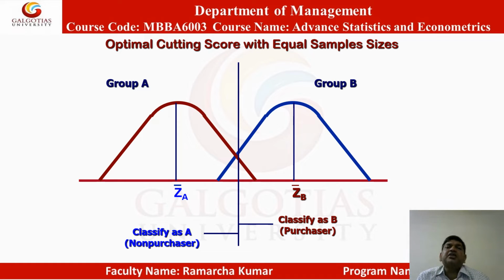So optimal cutting scores with equal sample size. You see group A and group B, and ZB bar are the mean. So classify as A and classify as B. B is purchaser, A is non-purchaser. An optimal cutting score is shown like this. So then you can see that a part of group A is lying here and a part of group B is lying here. So if score is greater than that, it is purchaser. If a score is less than that, it is classified as non-purchaser.